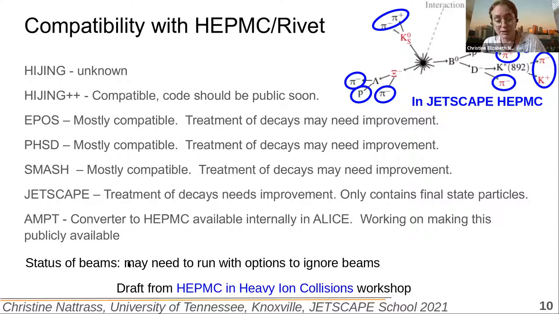Another issue is the status of beams and the way that beams are kept track of in the HepMC. You may need to run with options to ignore the beams because the information about beams is not in the HepMC output for most heavy ion Monte Carlo generators. And we did have a half-day workshop to try to get theorists on board with the solutions for this, but that was in June, and it takes a while to get everything deployed.